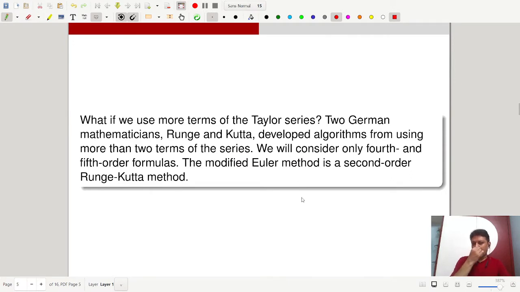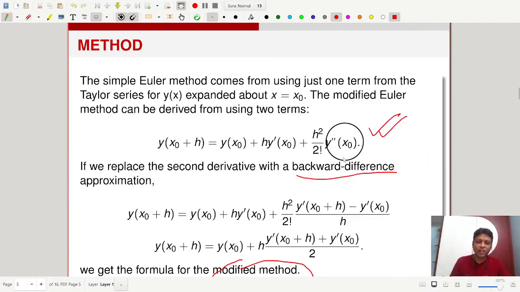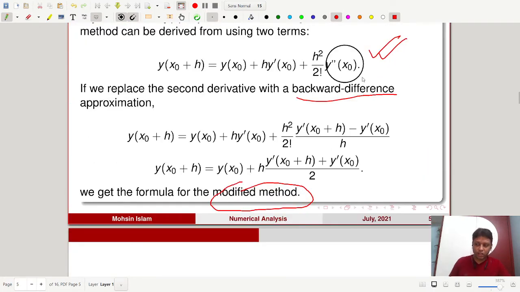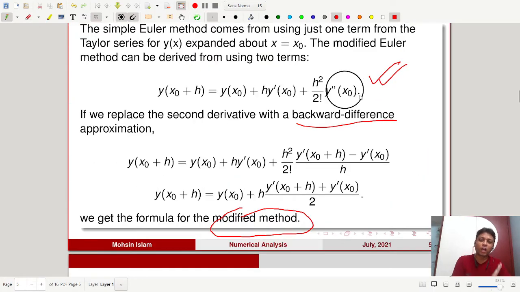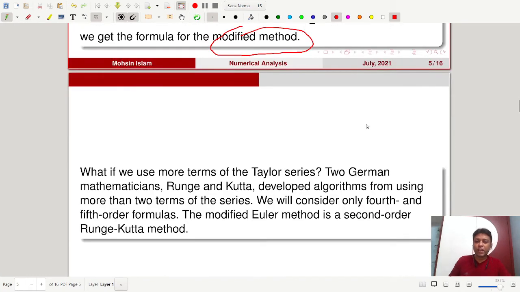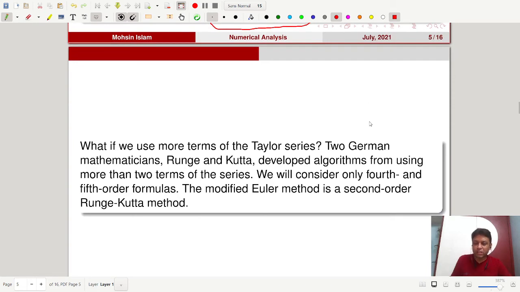So what if we use more terms of the Taylor series? This is only up to the second order expansion. Higher order terms, that is third order, fourth order terms, are neglected. So what will be the effect if we use more terms of the Taylor series? Two German mathematicians, Runge and Kutta, developed algorithms for using more than two terms of the series.